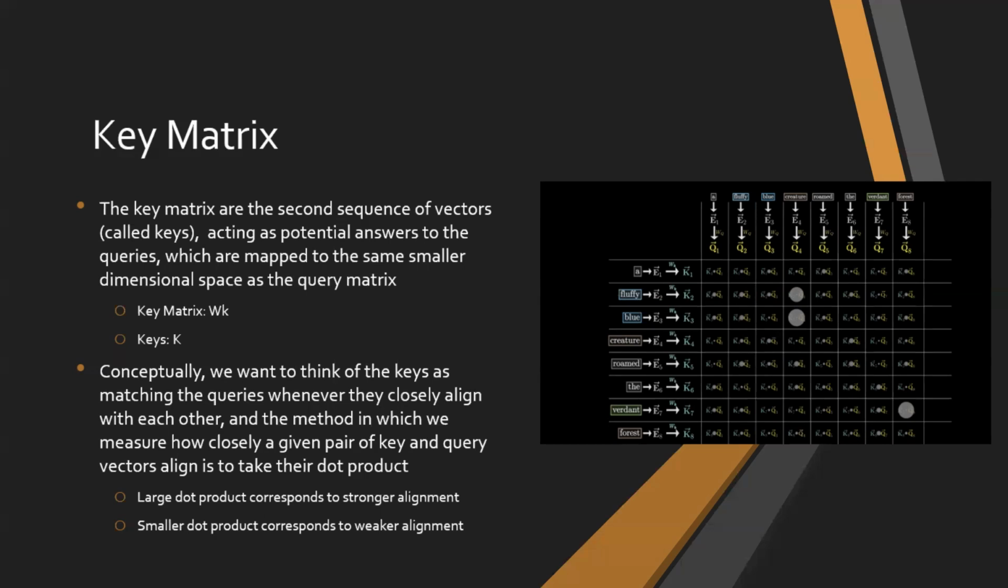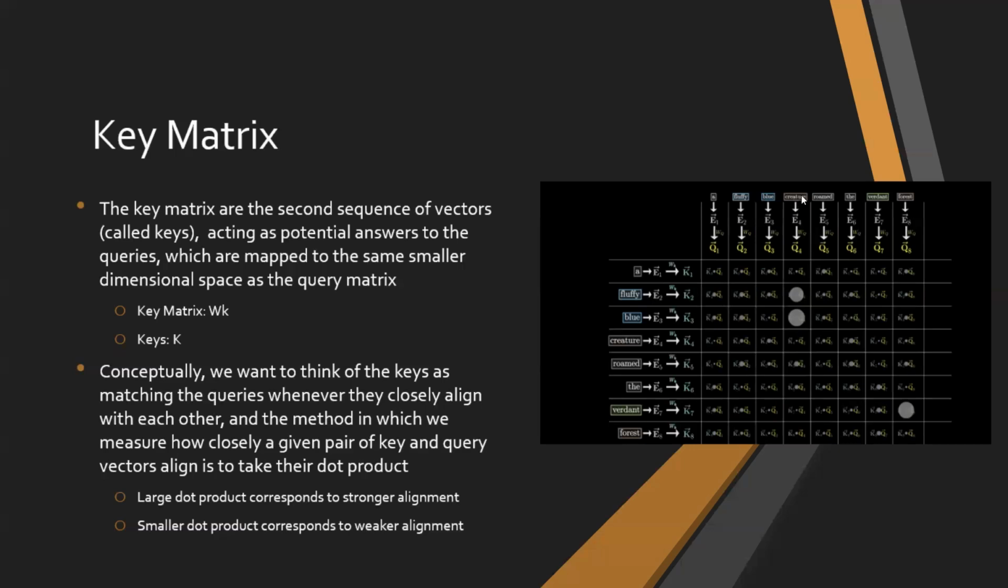Conceptually, we want to think of the keys as matching the queries whenever they closely align with each other, and the method by which we measure how closely a given pair of key and query vectors align is to take their dot product. A large dot product corresponds to stronger alignment, while a smaller dot product corresponds to weaker alignment. As we can see in the image right here, notice all the small dots representing the dot products. We have very small circles, which means that these alignments are very weak.